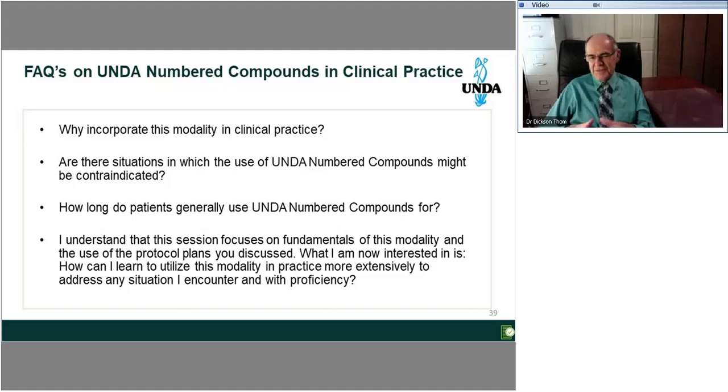Are there situations in which the use of UNDA numbers might be contraindicated? Until you are familiar with the remedies, I would say possibly. And anyone who's studied the UNDA numbers and who understands the essence of the UNDA numbers, as I like to think that I have a pretty good understanding of, the answer in my practice is no. There isn't any patient that I would, no matter what they would come in with, ever hesitate giving UNDA numbers. The thing that does change, however, is not the UNDA numbers, it's the dosage.